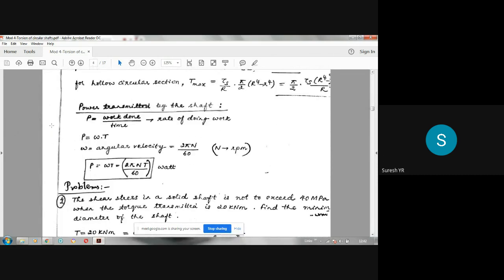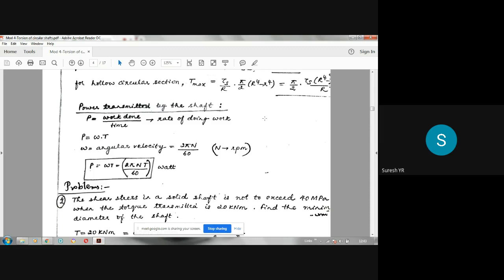Now there is another topic, power transmitted by the shaft. When a shaft is subjected to torsional moment, power gets transmitted from one end to the other end. How do you define power? Power is work done divided by time, which you know from the definition in physics. Rate of doing work is called power. In this case, power is given by omega into T, where omega is the angular velocity.